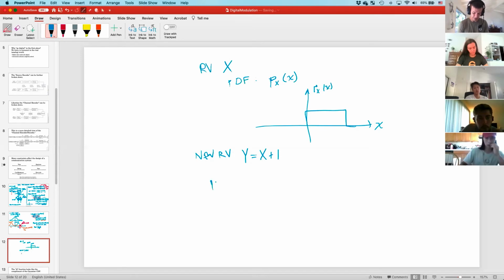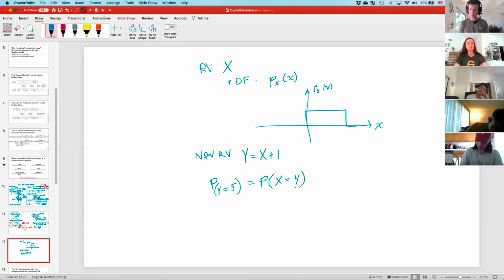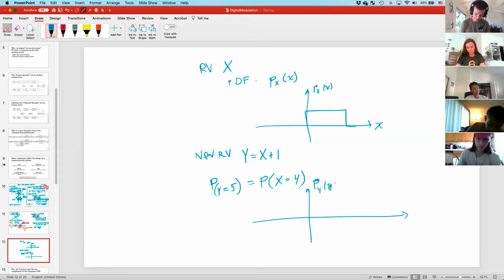Right, so the probability that y equals 5 is the probability that x equals 4, because y is just an offset from x. And so this is the motivation for why the PDF of y, p sub y of little case y, is simply a shifted version. So if this is 0 to b, this is going to be 1 to b plus 1.